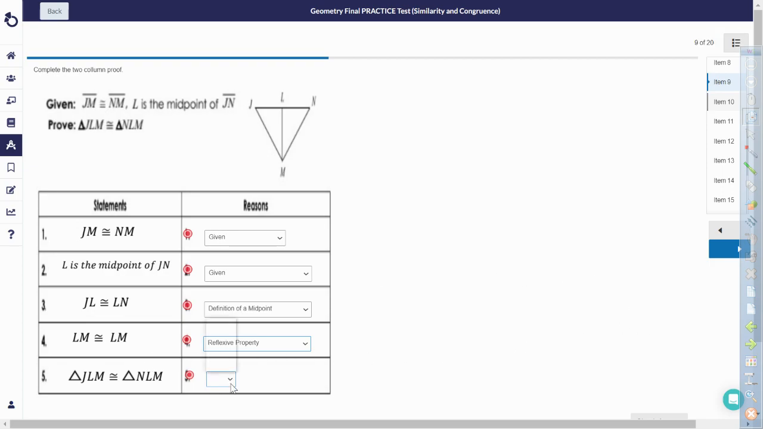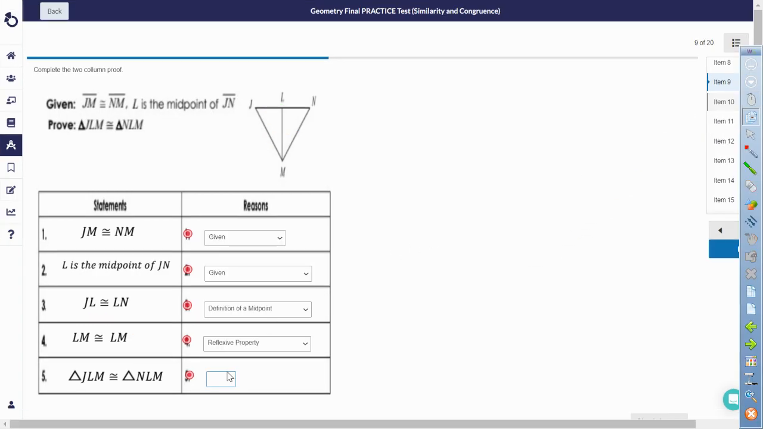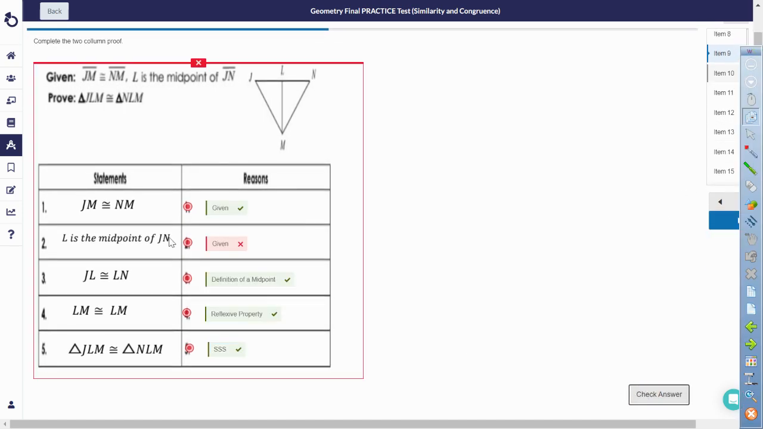Okay, last thing, which triangle congruence theorem is being used? This is where drawing on your triangles is so important. Looks like we have a side, side, side on both of them. There it is. And let's see if we're right.